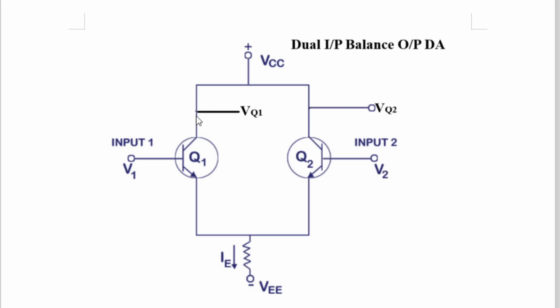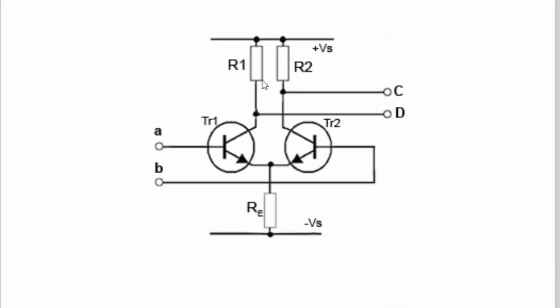Output is taken from the collector of each transistor, and these two outputs are called double-ended output. There is RE and there is VE. In this diagram, RC1 and RC2 are not shown, though they should be, because here they are actually replaced by a current mirror. So it is not shown over here. Here, R1 and R2 are shown. This R1 is nothing but RC1, the collector resistor of transistor T1, and R2 is the collector resistor of transistor T2. So this is very important, R1 and R2, they are in the form of a current mirror.